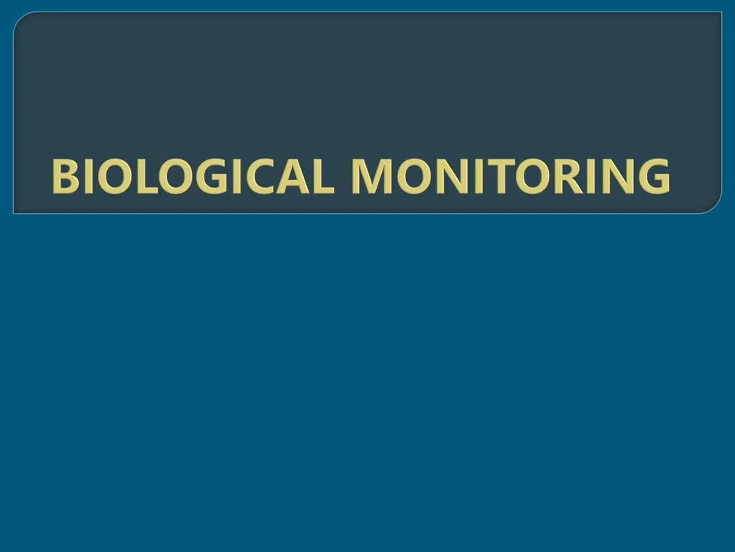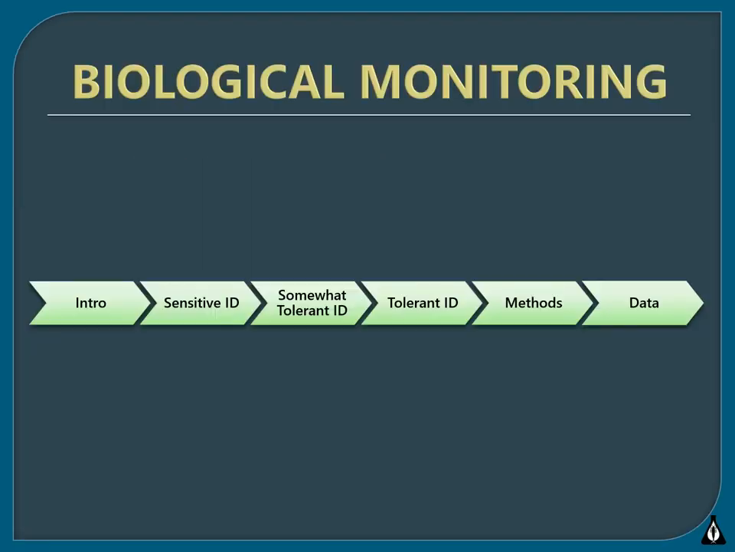Biological monitoring is the collection of biological data, specifically macroinvertebrate data. In this chapter, we will cover how to collect this data and how it helps us interpret stream health. The topics covered in this chapter are an introduction to biological monitoring, identification of benthic macroinvertebrates, how to collect the macroinvertebrates, and how to record and interpret the data.